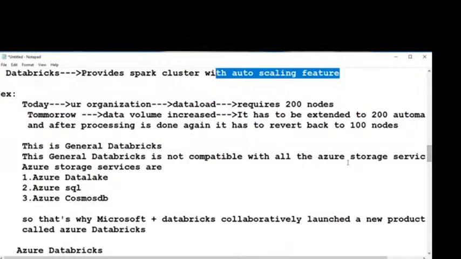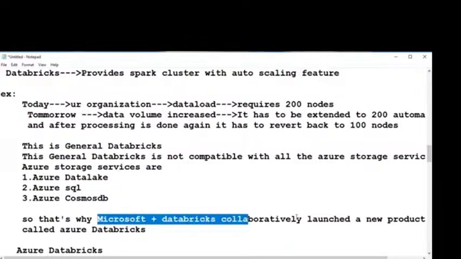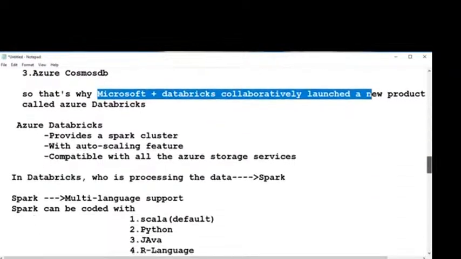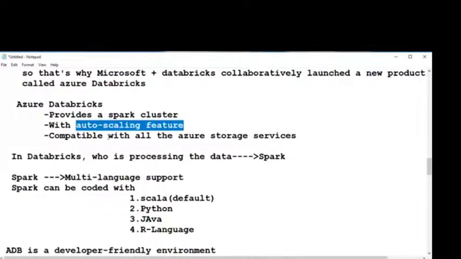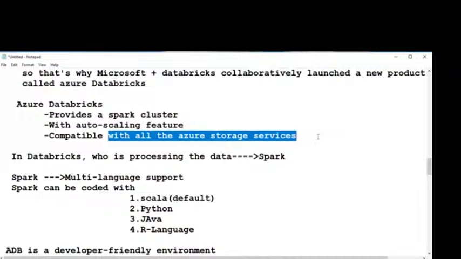But this general Databricks is not compatible with all the Azure storage services. So Microsoft and Databricks collaboratively launched a new product called Azure Databricks. Azure Databricks provides a Spark cluster with the auto scaling feature, compatible with all the Azure storage services.